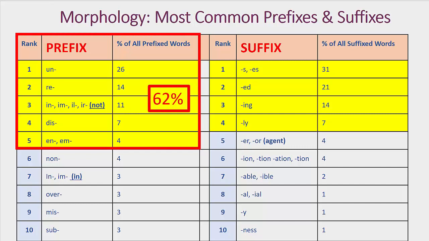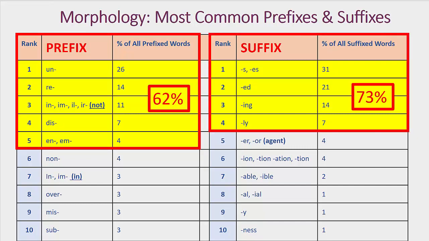62% of prefixed words are from 5 prefix sets, and 73% of all suffixes fall within 4 suffix categories. These high-frequency prefixes and suffixes are the ones you and your students should focus on during instruction.